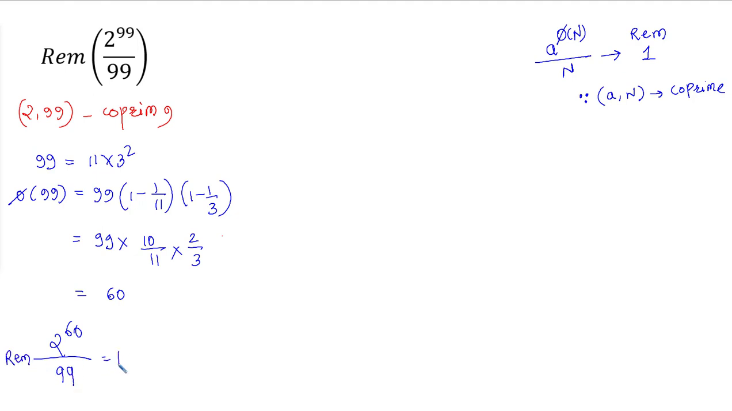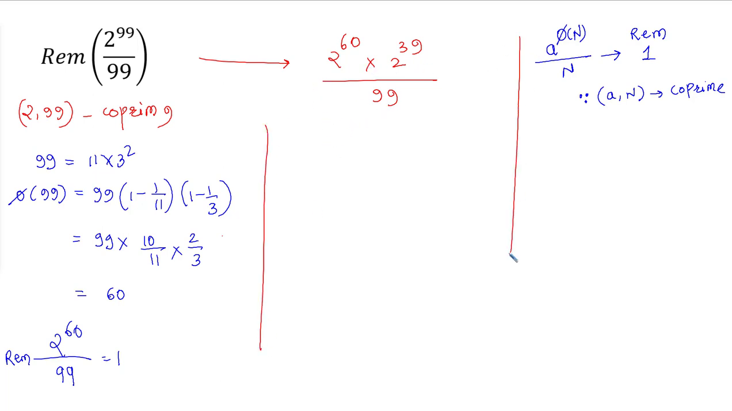1. So over here we are going to adjust 2 to the power 60 in the numerator. So what are we left with? We are left with 2 to the power 39 divided by 99. If we divide 2 to the power 60 by 99, the remainder is going to be 1. And if we divide 2 to the power 39 by 99, we need to find the remainder. So over here Euler theorem will not help us in simplifying the given question.